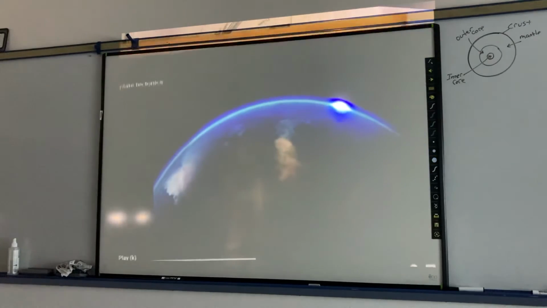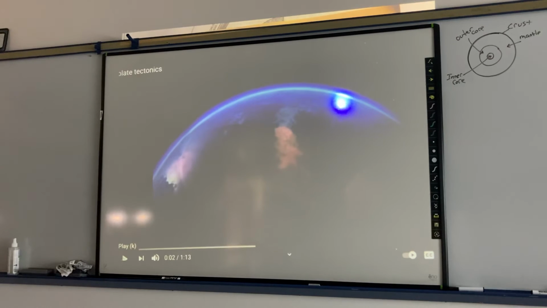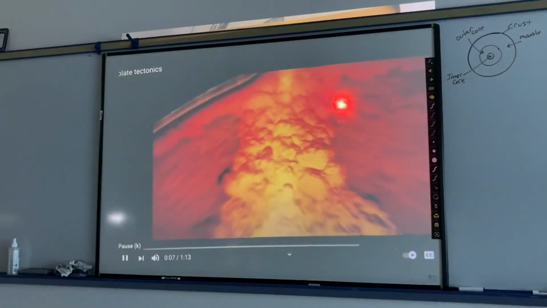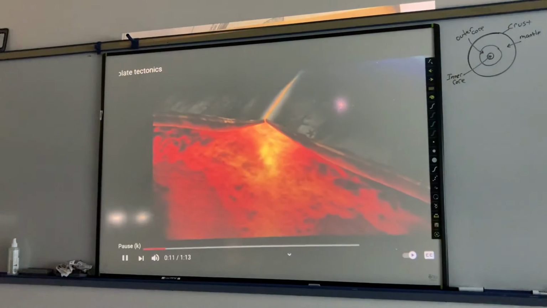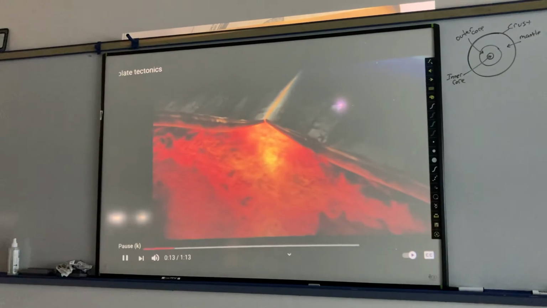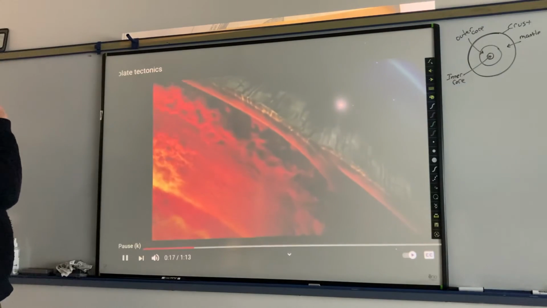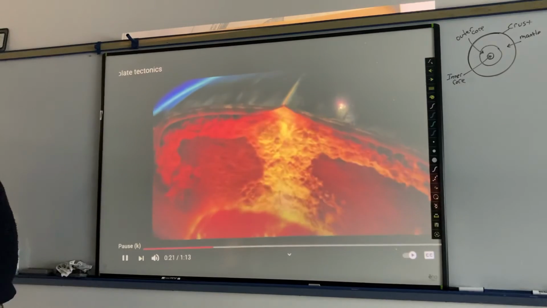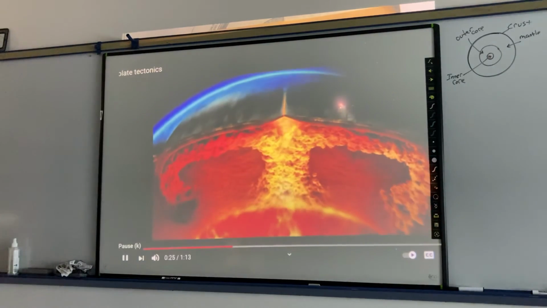All right, so we got a nice little short video here to give you an idea of how this works. So there's what's happening in the mantle where it's hot. So it's rising right there. The convection cells. Got the convection cells causing the plates to move right there.